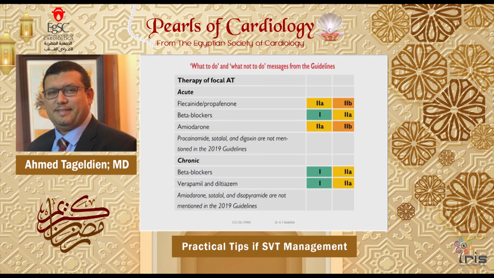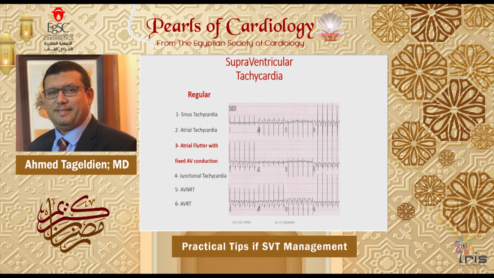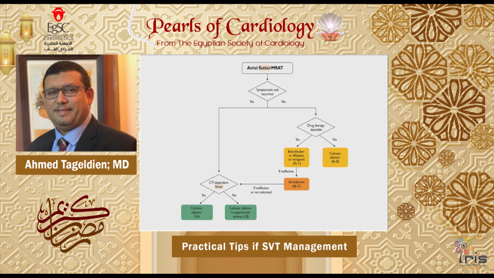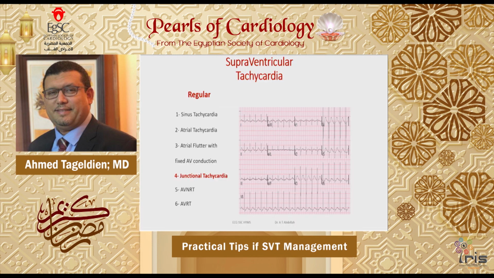In atrial tachycardia, we can still use beta blockers in the acute situation, and in chronic cases we can use beta blockers or calcium channel blockers. In cases of atrial flutter with fixed AV conduction, anticoagulation is important, and medical treatment includes beta blockers or calcium channel blockers, or catheter ablation in isthmus-dependent atrial flutter.